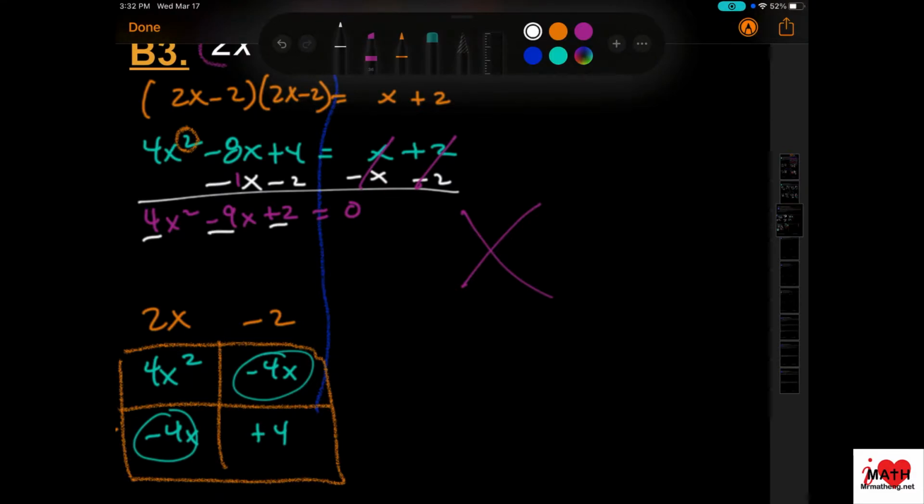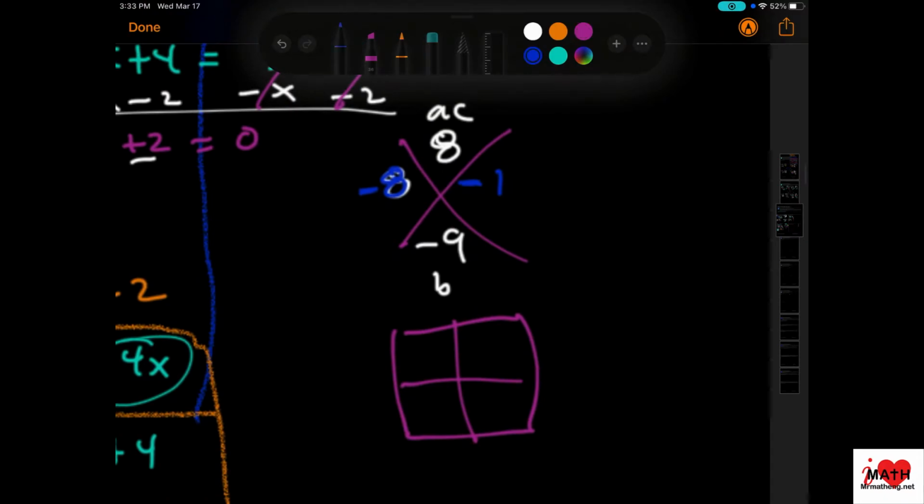A, B, and C. A times C is going to be 8. My B value is negative 9. Two numbers that multiply to be 8 are 8 and 1. 8 and 1, and I want them to add to be negative 9, so they're both going to be negative. Okay. So now I'm going to have to use the box because A is greater than 1. So this is negative 8, negative 1. No, no, no, no.